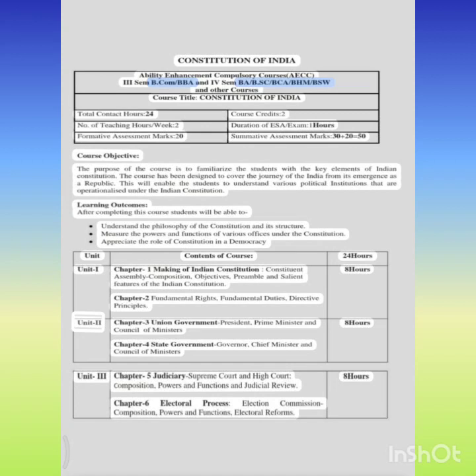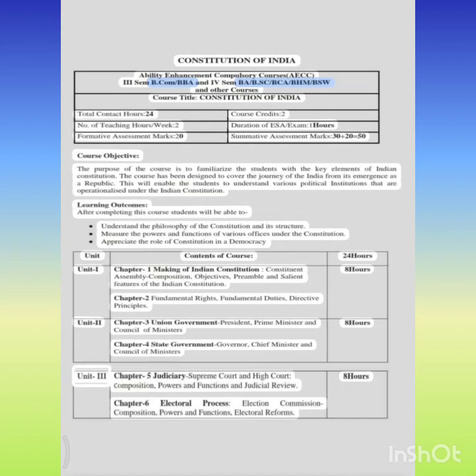Unit 2. Chapter 3: Union Government, President, Prime Minister and Council of Ministers. 8 hours. Chapter 4: State Government, Governor, Chief Minister and Council of Ministers.